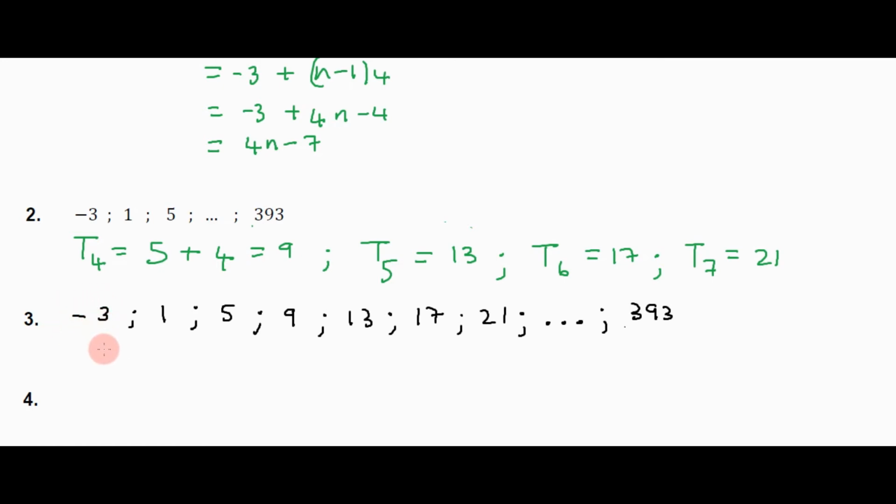3 goes into negative 3, so the remainder is 0. 3 doesn't go into 1, so the remainder is 1. 3 goes into 5 once, we have a remainder of 2. There's no remainder for 9. 3 goes into 13 4 times, and with a remainder of 1. Into 17, 3 goes 5 times with a remainder of 2. And into 21, there's no remainder. So these are the remainders when the first 7 terms are divided by 3 each.